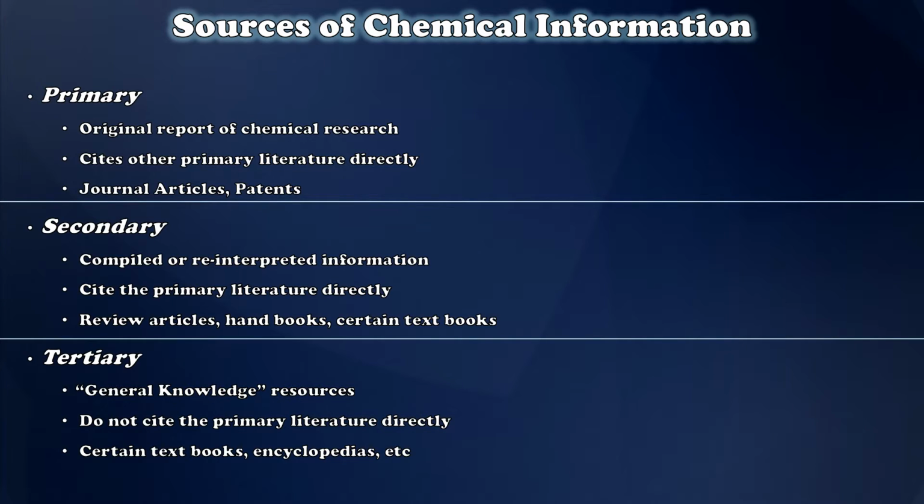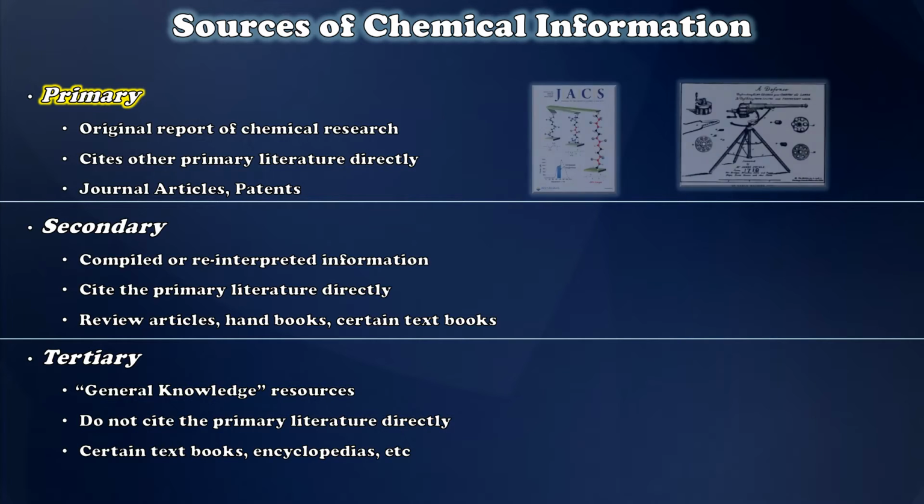In general, we break down chemical literature into three main classes. The first of these is primary. Now, primary literature is the original report of research as accounted by the person or persons who actually made the observations. It can cite the other primary literature directly, but again, it's primarily the work of the author who is reporting on it. And good examples of primary literature are things like journal articles and patents.